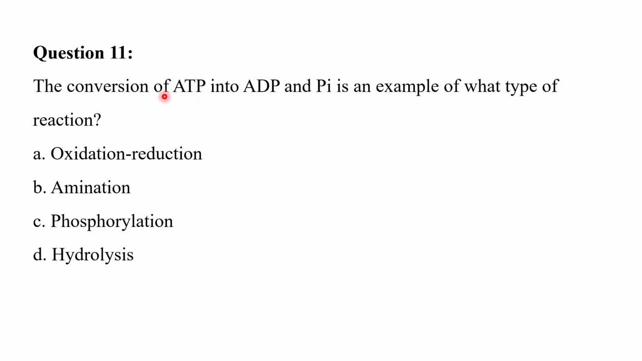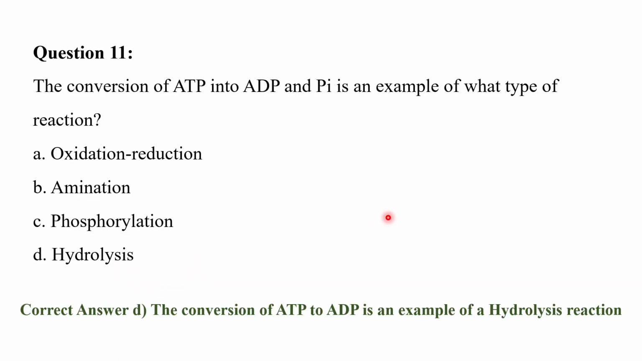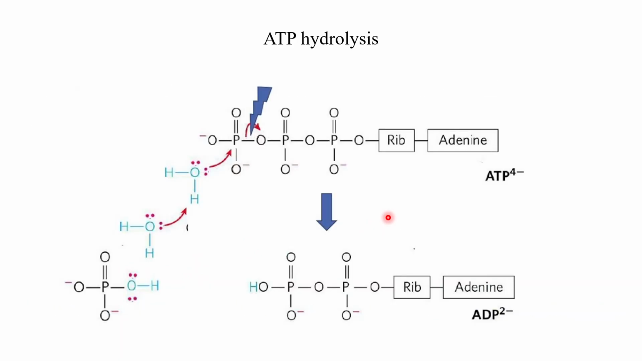So we have seen phosphorylation. Phosphorylation will be the other way round, conversion of ADP into ATP, because phosphorylation means addition of phosphate. Here removal of phosphate is happening. Okay, so removal of phosphate will happen via hydrolysis reaction. So the answer is hydrolysis reaction.